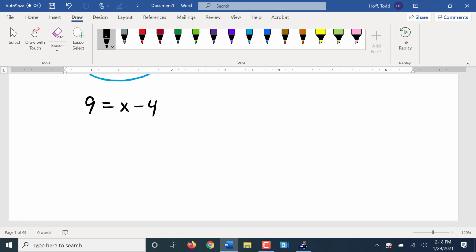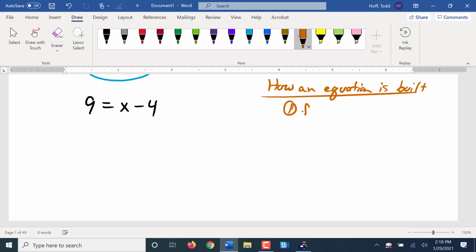If I have something like 9 equals x minus 4, to figure out how it was built, we first find the equal sign. Of course, that's right here. That's the equal sign. Second, we find the side with the variable. Of course, that's over here.